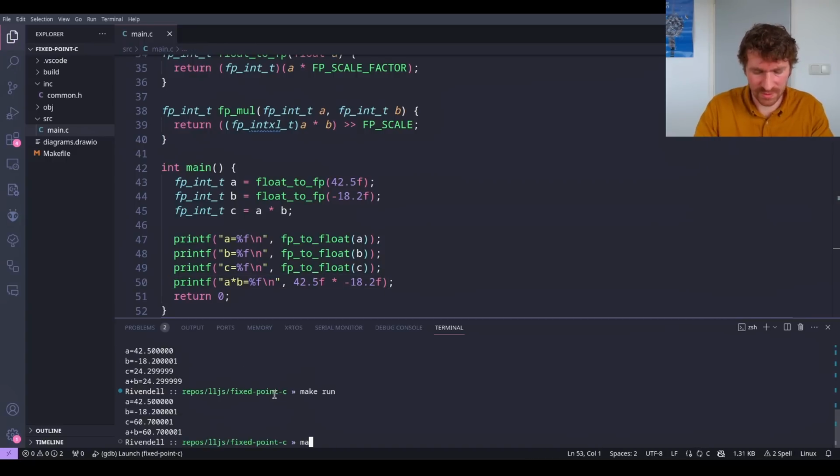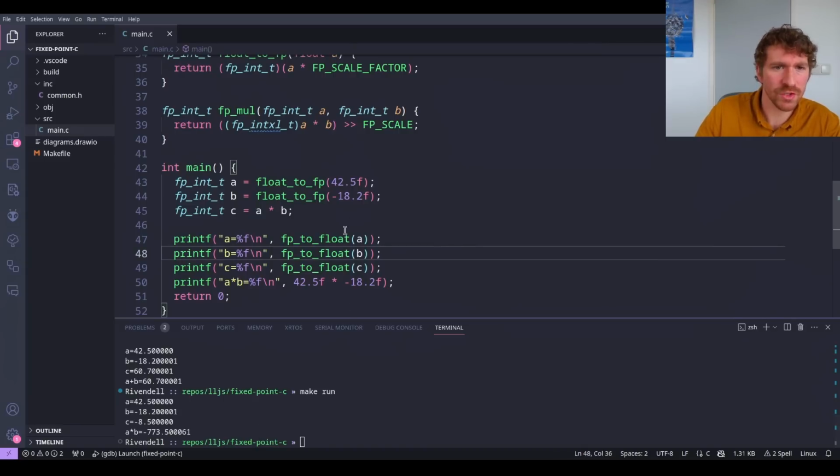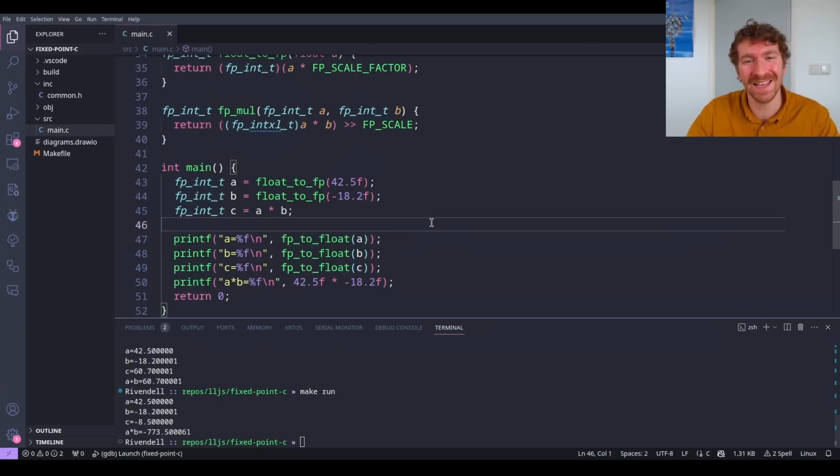Okay, let's do make run. What do we get? So we should get, at least in terms of floating point, negative 773. That kind of makes sense, right? It seems that we're not getting that number. So it may be that I've done something weird. Let me take a look at what I've done.